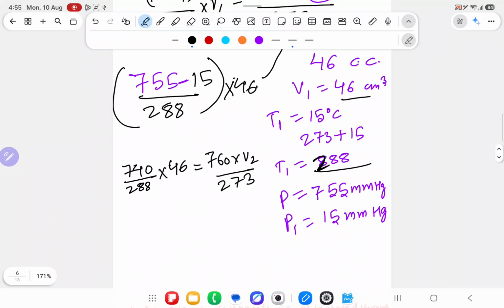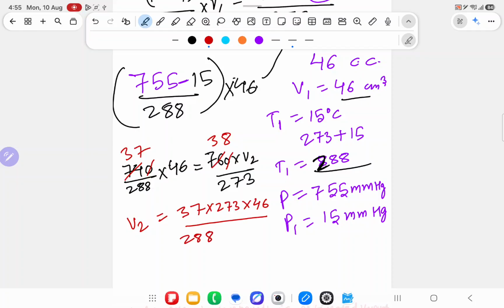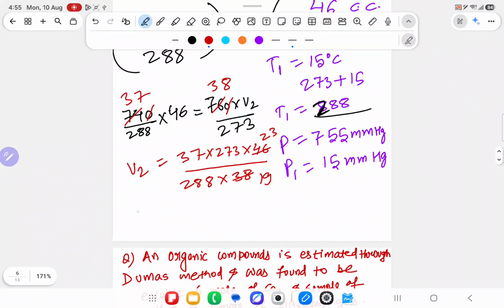Now if you cut this part, this 0 and this 0 get cancelled out. Cancelling the factors, from here V2 you will get 37 into 273 into 46 divided by 288 into 38. Now you will solve it. So V2 you will get after calculating. I am not going to calculate this much, you will calculate it.